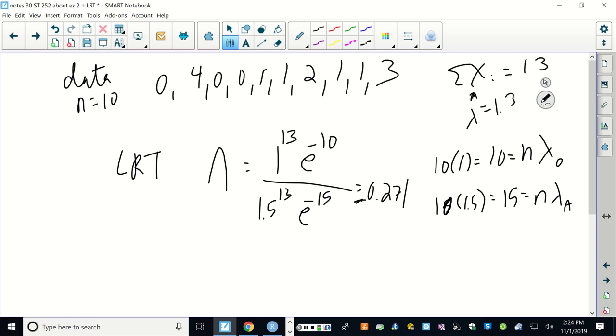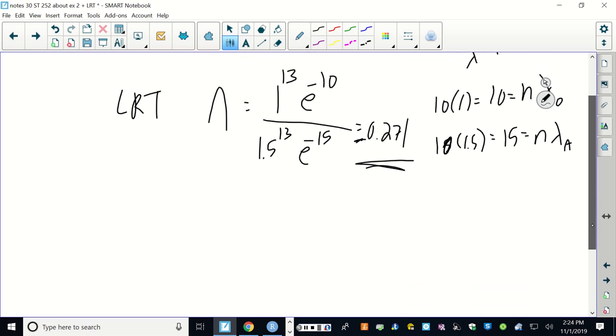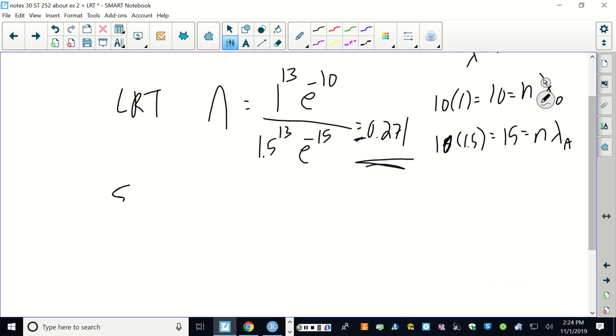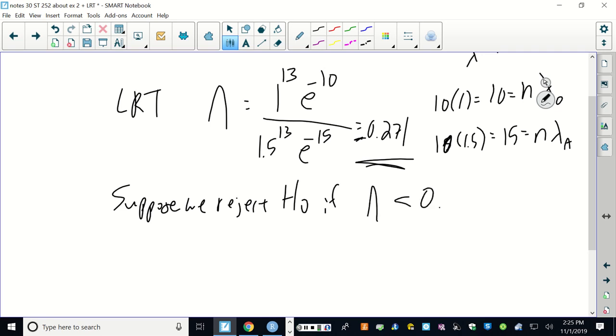And we have to decide, should we reject or not? Is that low enough? It's often hard to tell what this scale means. Is that a real small value or things like that? So let's suppose reject H0 if lambda is less than 0, if it's just negative.